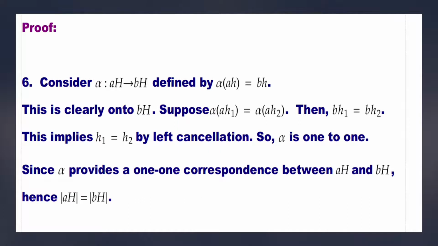This is clearly onto bH. Suppose α(ah1) = α(ah2). Then bh1 = bh2. This implies h1 = h2 by left cancellation. So α is one-to-one, since α provides a one-to-one correspondence between aH and bH. Hence the cardinality of aH is equal to the cardinality of bH.